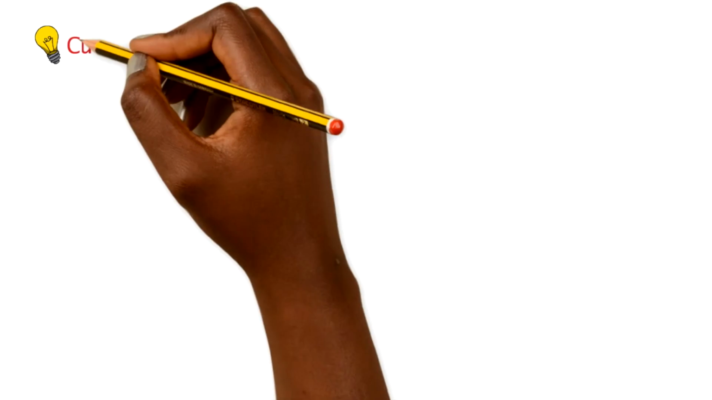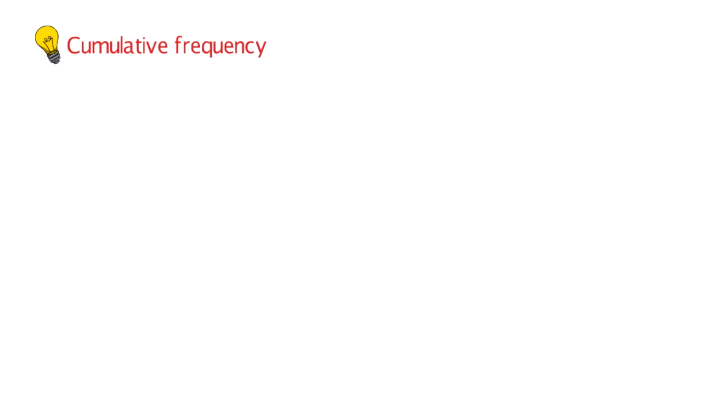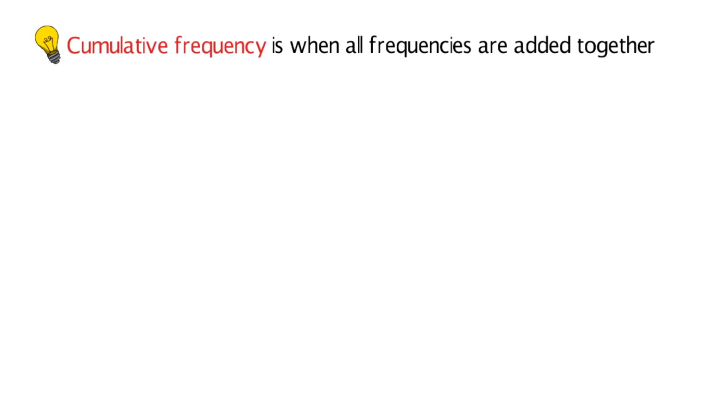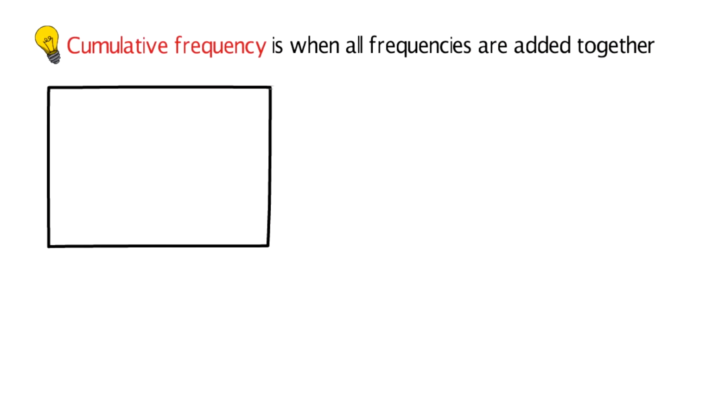Today's video we're going to be going through cumulative frequency and explaining what that basically means. Although it sounds fancy, cumulative frequency basically means when you add all the frequencies together. Cumulative, like the word accumulate, which is like a collection of things, you're adding things together. That's basically what it means.